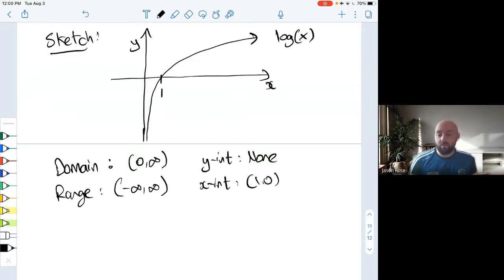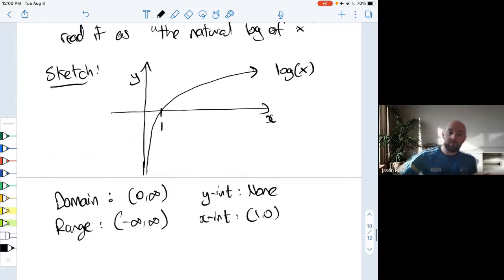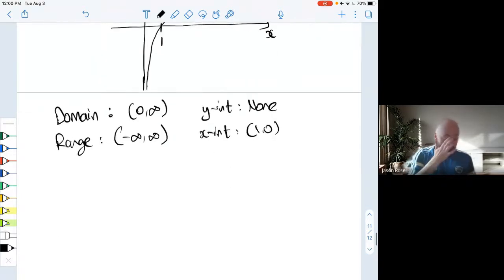But the vertical asymptote is the y-axis, which is the line x equals 0, and there is no horizontal asymptote. So even though it looks like it's starting to level off, it won't actually flatten out to an asymptote. It'll just keep rising, just slower and slower, but it does keep rising. Okay, so that's what a log function looks like on the graph.